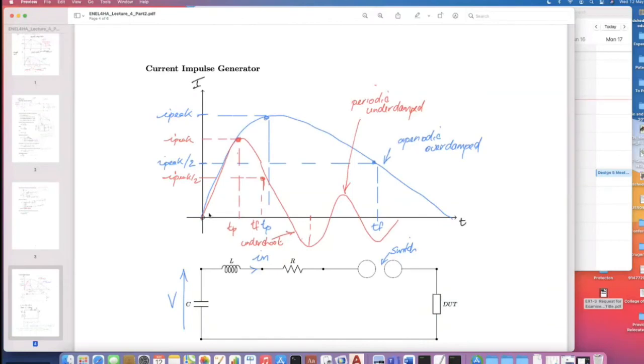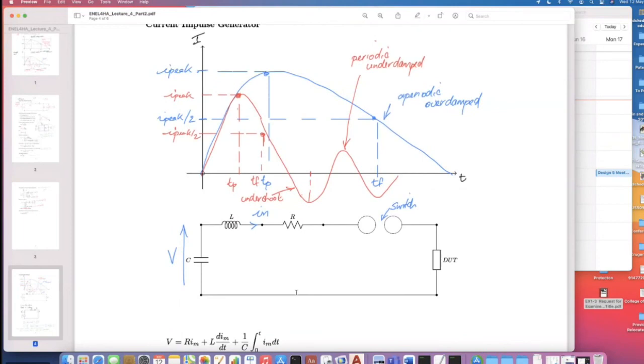Again, we've got different types of waveforms. We've got our aperiodic or overdamped waveform, our definitions I peak and T peak, and T, our time to 50%. Again, we've got an undershoot.